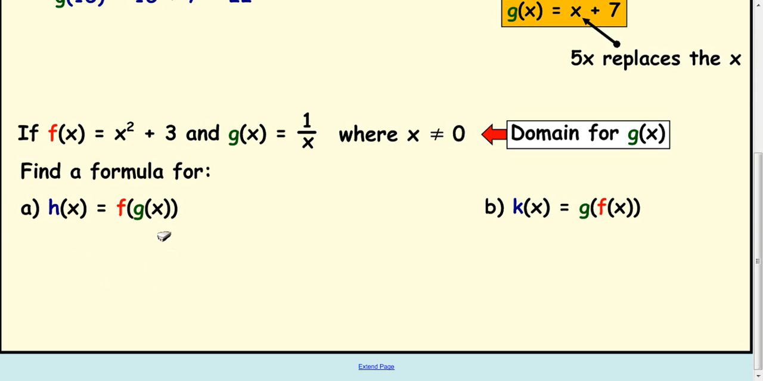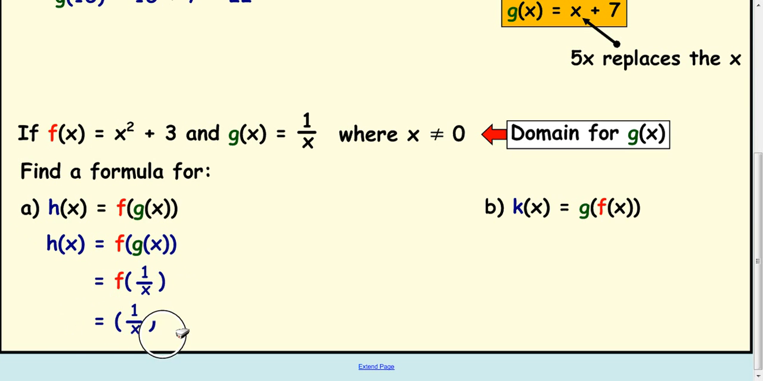So f of 1 over x. Every time you see an x, you replace it with 1 over x. So that's going to be 1 over x squared plus 3. Square the brackets out, 1 times 1 on the top, x times x on the bottom, so 1 over x squared plus 3. And note we cannot divide by 0, so I've just written where x is not equal to 0.